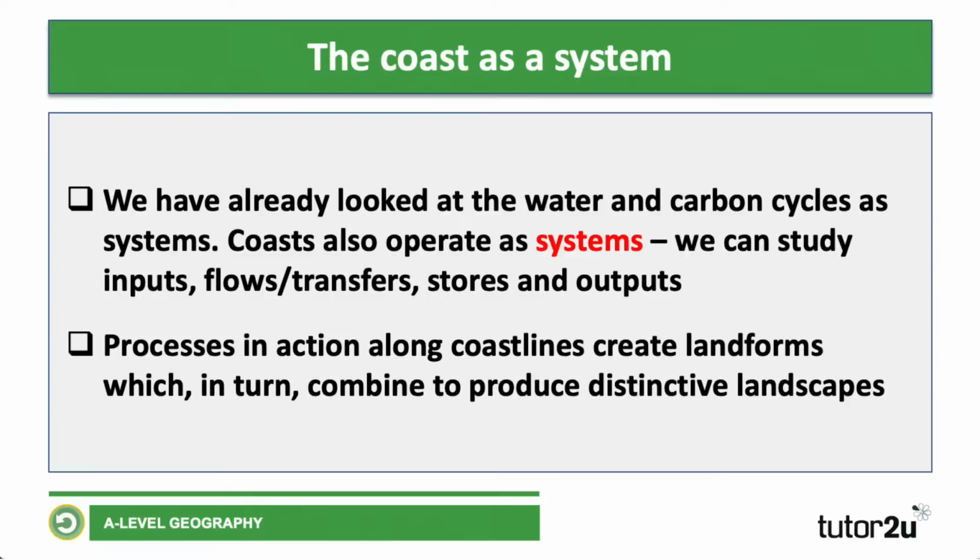So when I was talking about water and carbon cycles on our Tuesday session, I was talking about the systems approach, and that systems approach is something that runs right the way through A-level geography specifications. Really important that you are able to understand what's going on in coasts as a system with inputs, flows and transfers, stores and outputs. And what happens on a coastline is that you've got processes that are in action and they create landforms. And the landforms combine to produce a distinctive landscape.